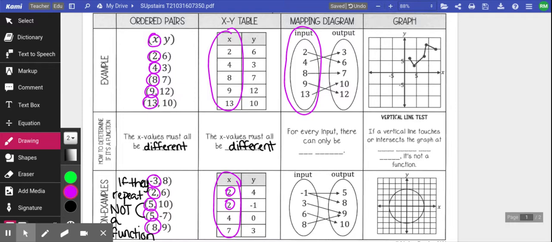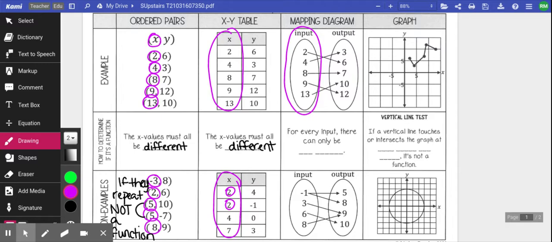Okay, so if we look at this, if I input 2, what do I get? 6. Good. If I input 4, what do I get? 3. If I input 8, what do I get? 7. Good. And if I input 9, I get 12. And if I input 13, I get 10. Okay, are any of them repeating?